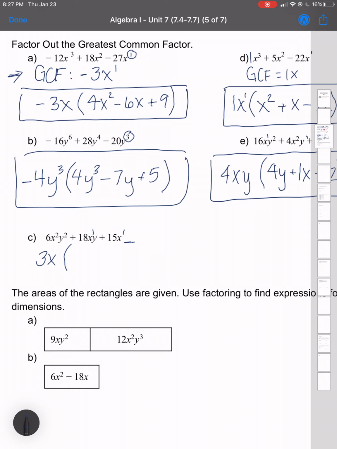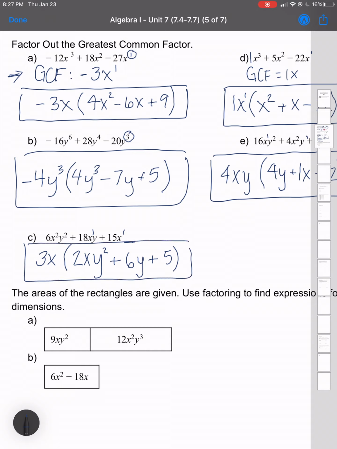Now divide. 6 divided by 3 is 2. X squared divided by x, 2 minus 1 is 1. And we don't have any y's to take away, so it stays y squared. 18 divided by 3 is 6. X to the first divided by x, they cancel, and we're left with a y. Lastly, 15x divided by 3x is 5. And there's your factored form.